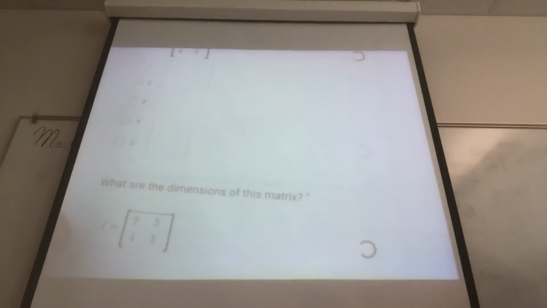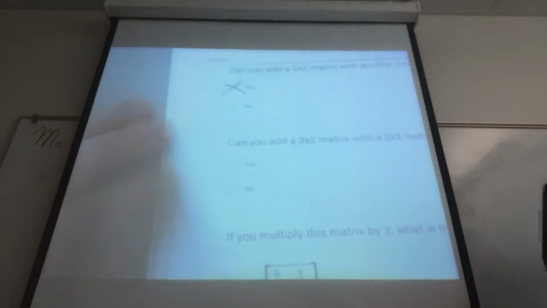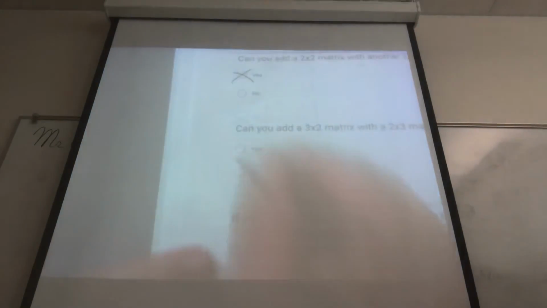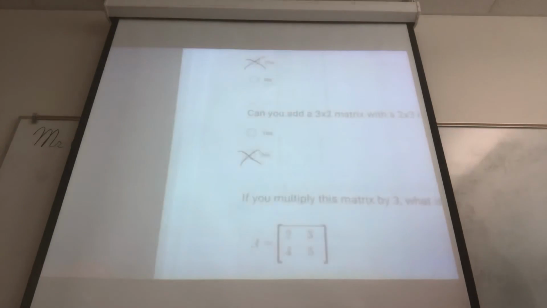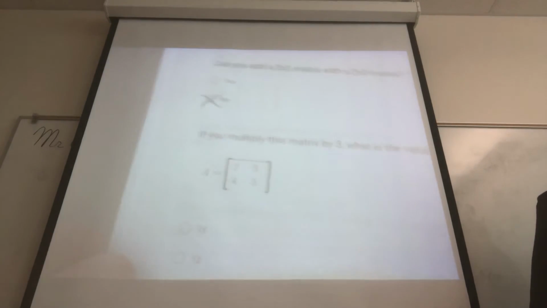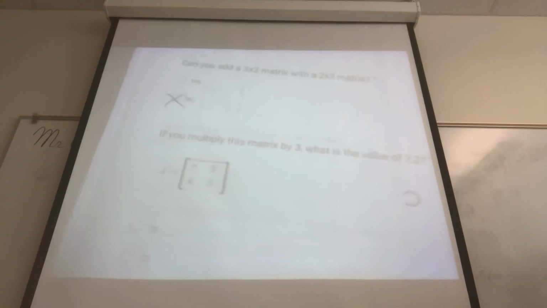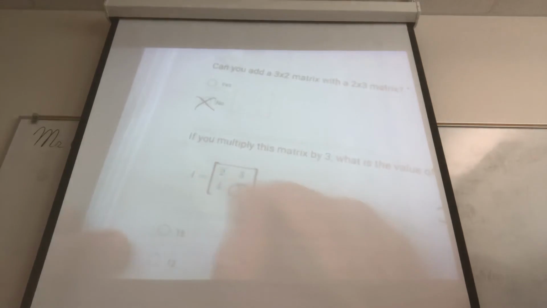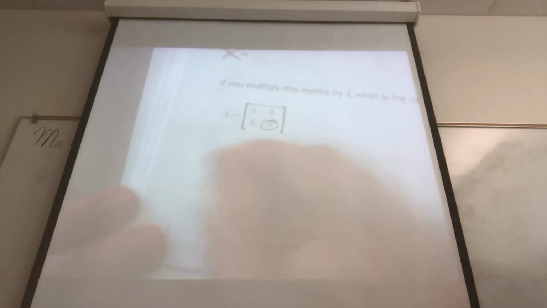Some other matrices. What are the dimensions of this one? 2 by 2. Can you add a 2 by 2 with another 2 by 2? Yes, you can. Can you add a 3 by 2 and a 2 by 3? You definitely cannot. If you multiply this matrix by 3, what is the new value of 2, 2? 2, 2 is right here. If you multiply that by 3, it's 15.